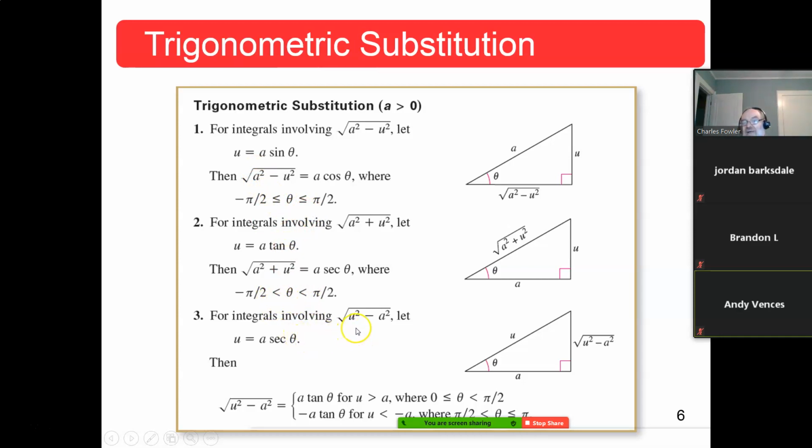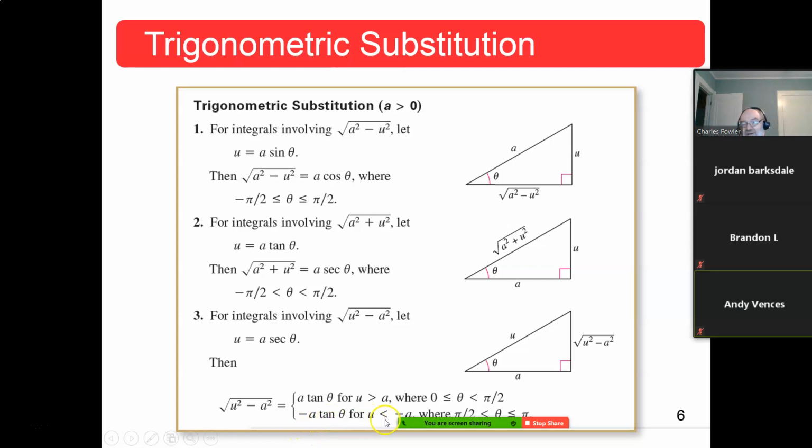Okay, then this one would be, let u equal a secant theta. Well, what do you have then? If u is a secant theta, u squared would be a squared secant squared theta. A squared comes out as an a, and then you have secant squared minus 1, which is tangent squared. Okay? So this one will become a tangent theta. Now that's true for u greater than a, okay? And in this case, you have to be between 0 and pi halves, not including pi halves, because secant is not defined at pi halves either.